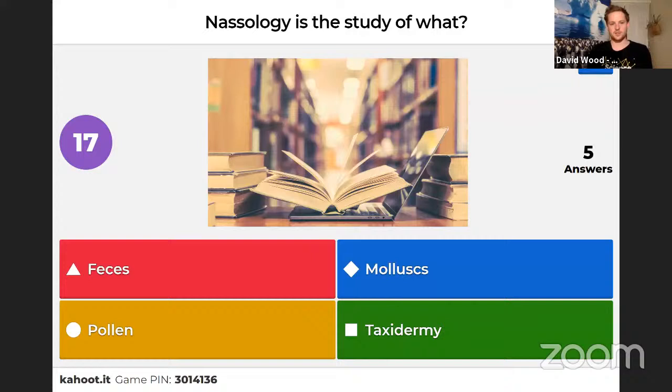What do you think this is the study of? Nosology. Feces, mollusks, pollen, or taxidermy? A book on top of a laptop for this image.